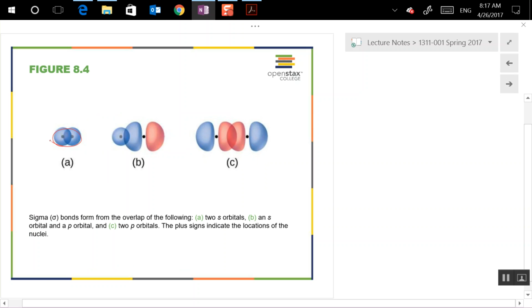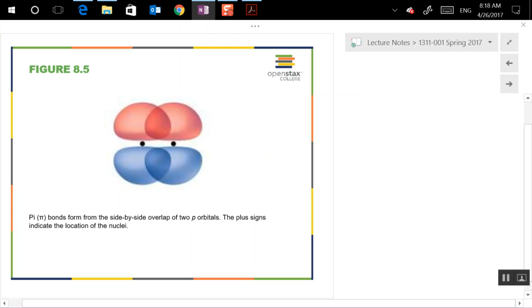Here we have two s orbitals. They're coming together, and they are forming that sigma bond. Here I have a p and an s orbital, and they're coming together, and they're forming that sigma bond. Same thing here. So these are sigma bonds that we're forming from the overlap of either an s and an s, or an s and a p. The idea here is that these are all hybridized orbitals, and we're going to understand that concept a little here in a minute.